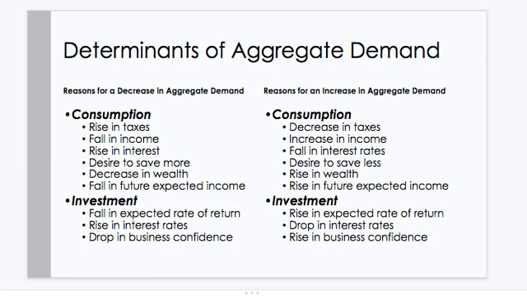Here are the determinants of aggregate demand. Reasons for a decrease in aggregate demand: consumption, rise in taxes, fall in income, rise in interest rates, desire to save more, decrease in wealth, fall in future expected income. Investment: fall in expected rate of return, rise in interest rates, drop in business confidence.